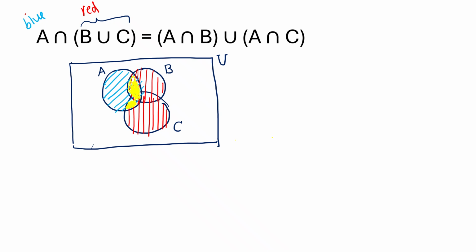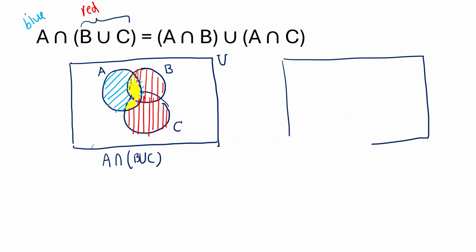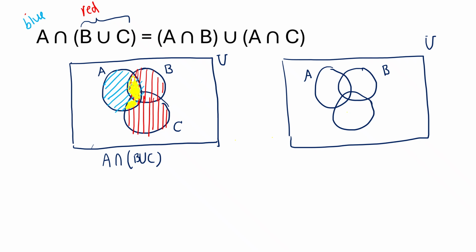Now, we need to do something similar for the other side. This is A intersection B union C, so that's the yellow area. Now for the other one, again A, B, and C. We have A intersection B. For all of this, I'm going to use blue. So the intersection of A and B is this area here.